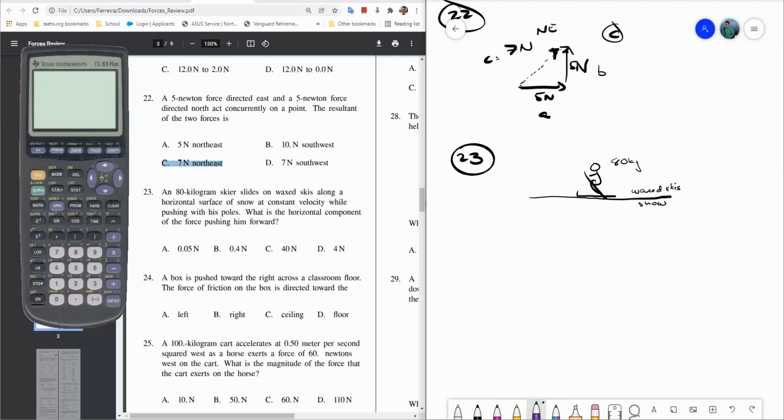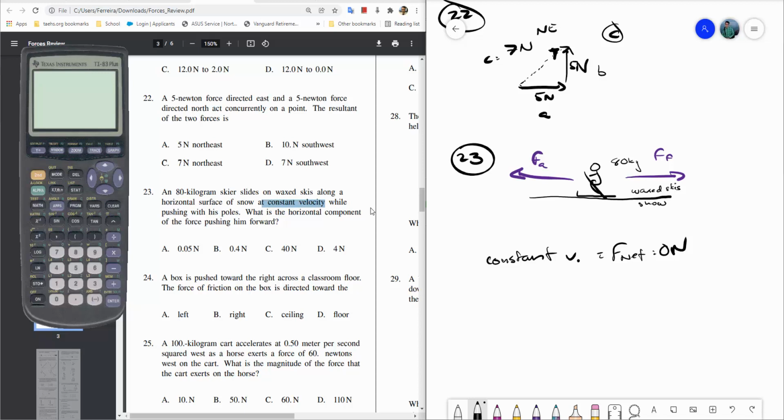And here's why. What's the horizontal component of the force pushing him forward? So here's the force pushing him forward, the force he's applying. To get that, you need to find the force of friction, because he's moving at a constant velocity. Keywords. Reminder, constant velocity means that the net force is 0. So the force going forward is canceled by the force going backwards. They have to be the same. The force resisting that motion is the force of friction.